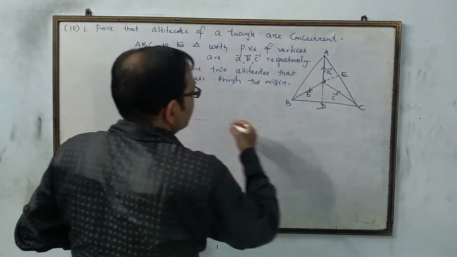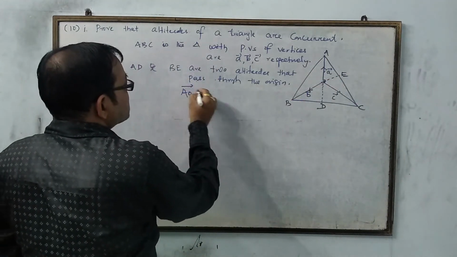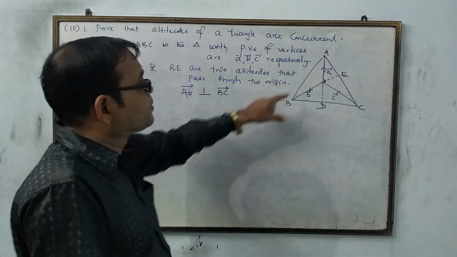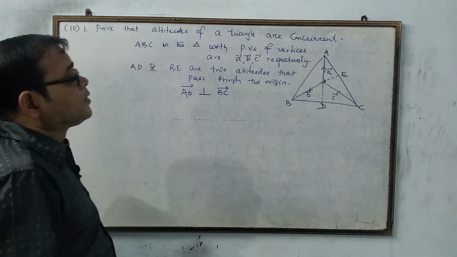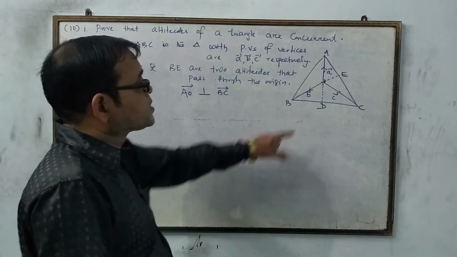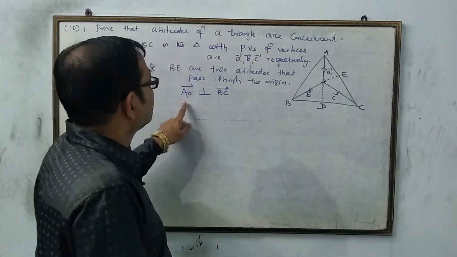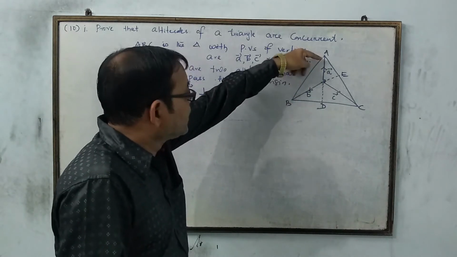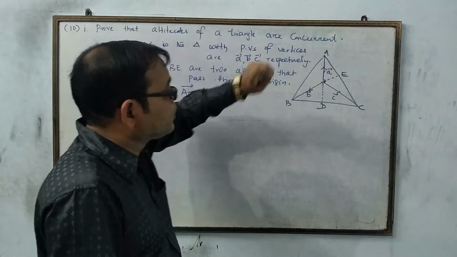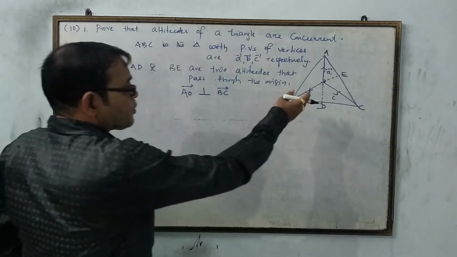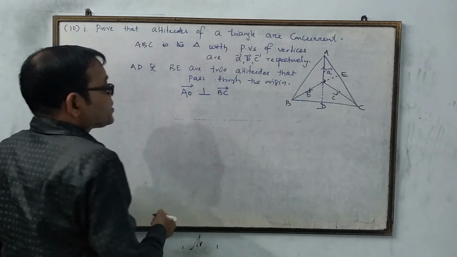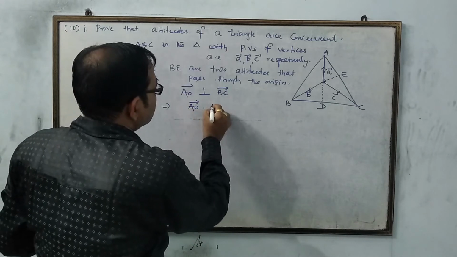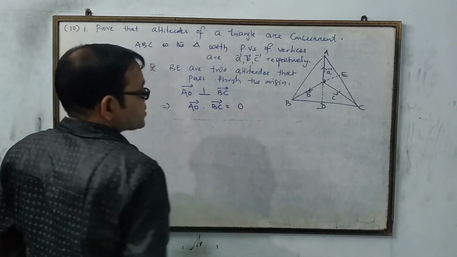Thereby, we can write AO is perpendicular to BC, because an altitude is nothing but the perpendicular drawn from the opposite vertex. AD is the altitude, so AO is also perpendicular to BC. If it is perpendicular, then I can write AO dot BC is equal to 0.